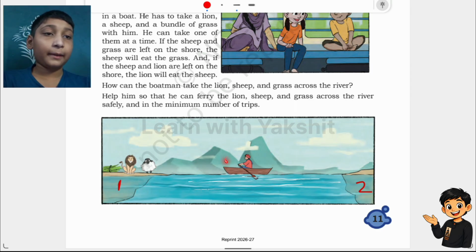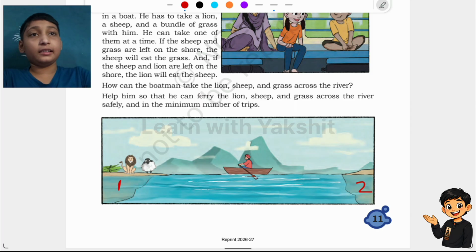Now, the boatsman has to take all of these animals and living things to island 2. But how? We saw that if we took the lion, the sheep will eat the grass, and if we take the grass, then the lion will eat the sheep. So now, what is the only option?